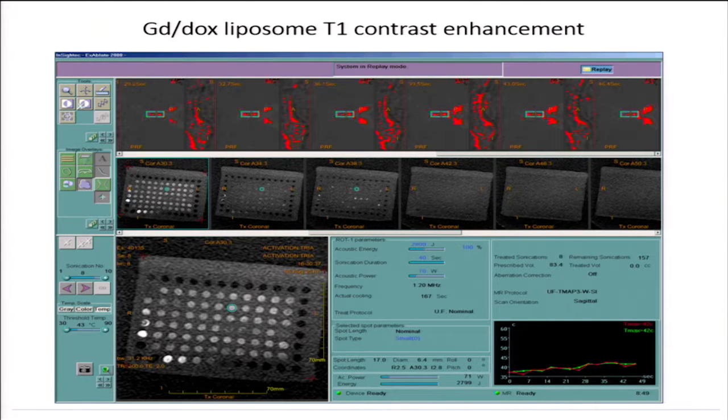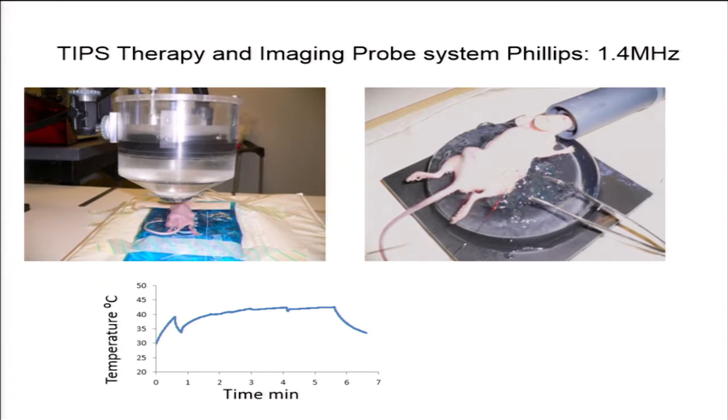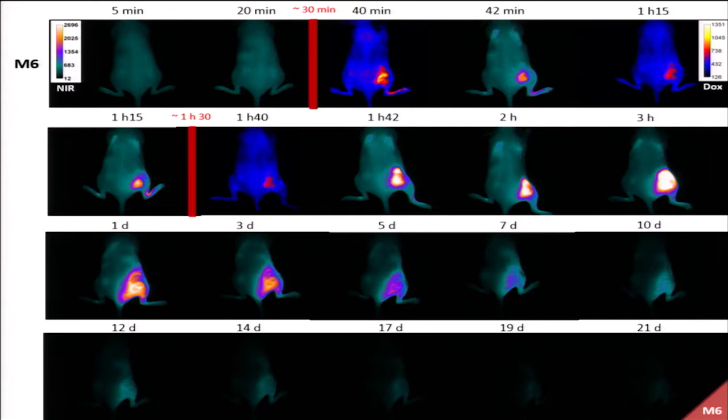So we have done a number of in vitro studies to confirm that the liposomes behave properly from MRI properties as well as for release properties. Again, the doxorubicin and different buffers at different temperatures, so we can see the very rapid release at high temperature and very low release at 37 degrees. And we applied that system with a therapy and imaging probe system from Philips, and we applied thermocouples to monitor the temperature during the exposures to the focus ultrasound. Again, similar to the topotecan story.